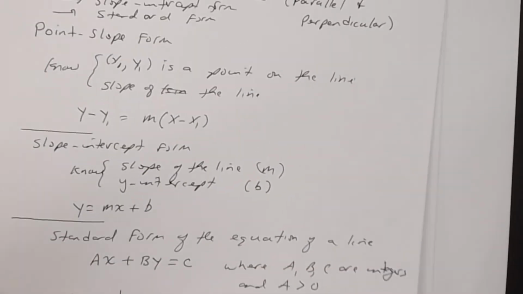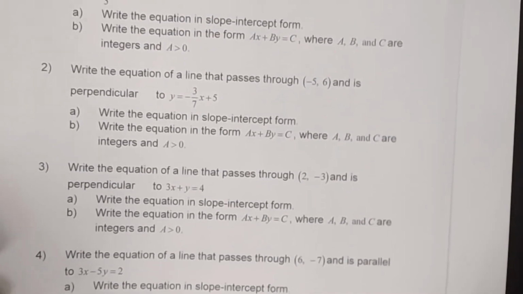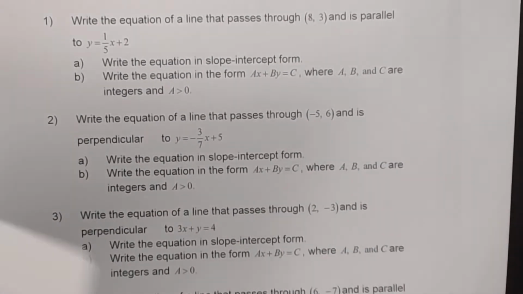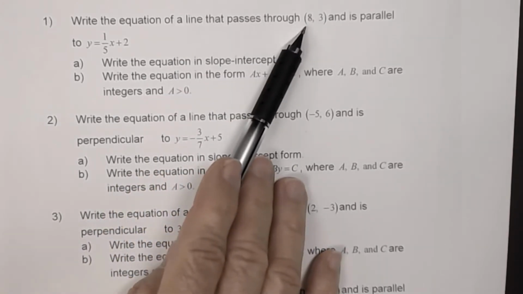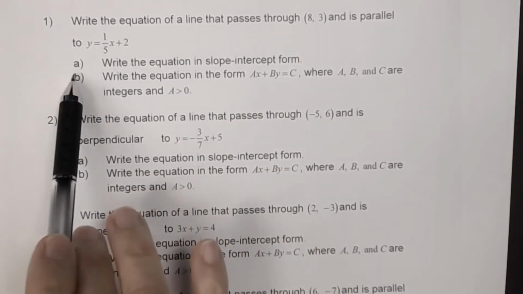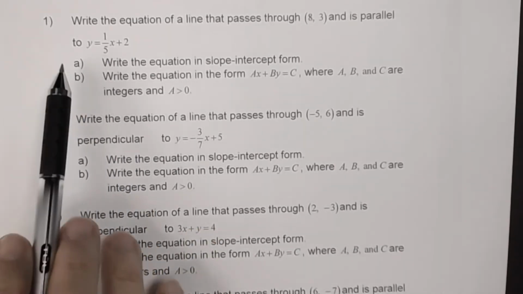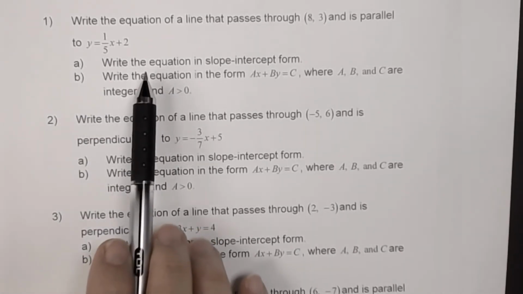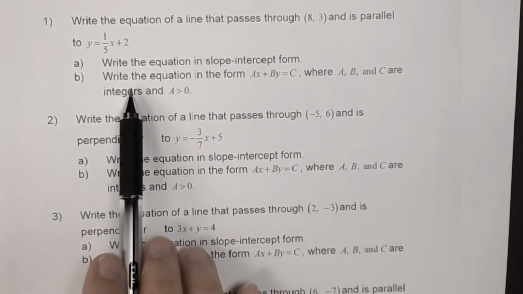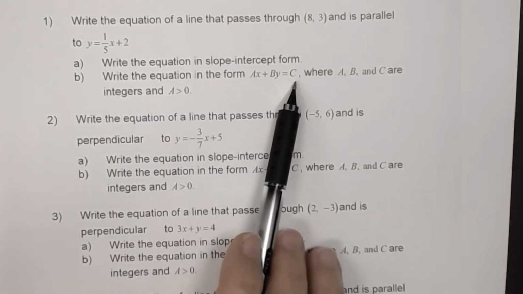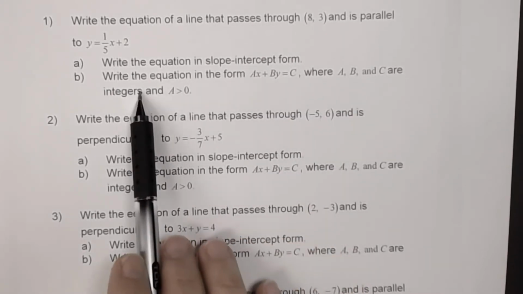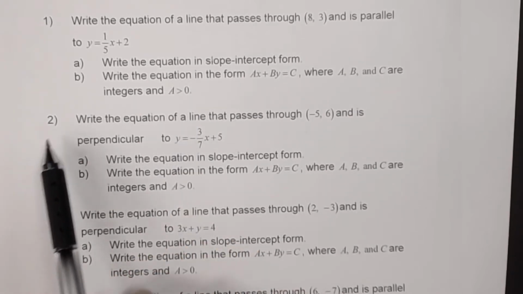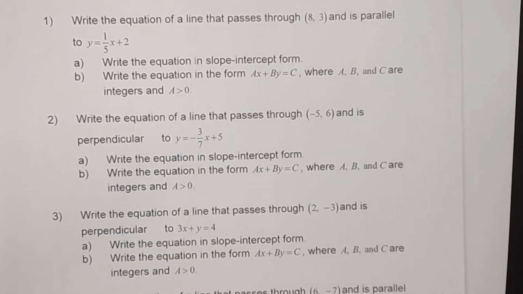We're going to look at these 4 problems right here. In number 1, you want to write the equation of a line that passes through this point and is parallel to this line. There are 2 things you want to do with each of those problems, same A and B for each one. You want to write the equation in slope-intercept form, and you also want to write it in standard form: ax plus by equals c, where a, b, and c are integers and a is positive. And you do that for each of these 4 situations.